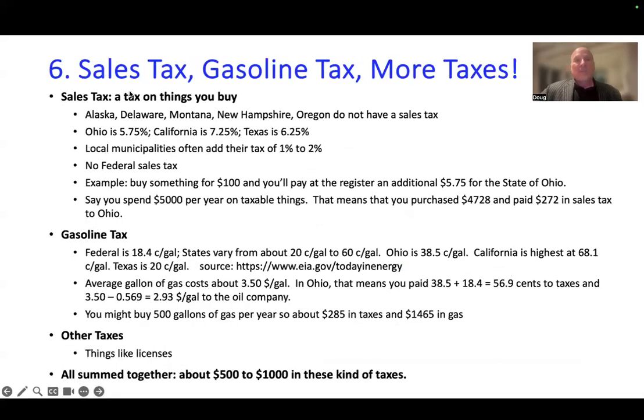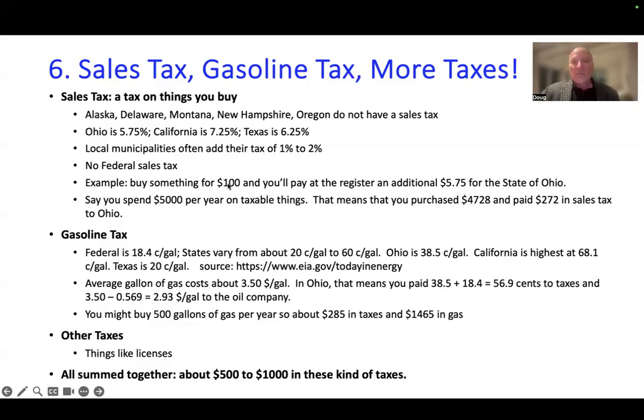Okay, finally, let's talk about sales taxes. Sales taxes are applied to things you buy. Some states don't have a sales tax. There is no federal sales tax. Ohio, it's 5.75%. California is higher. Texas is higher. Local municipalities, cities, and so on, might add their own taxes. Yeah, it really starts adding up.